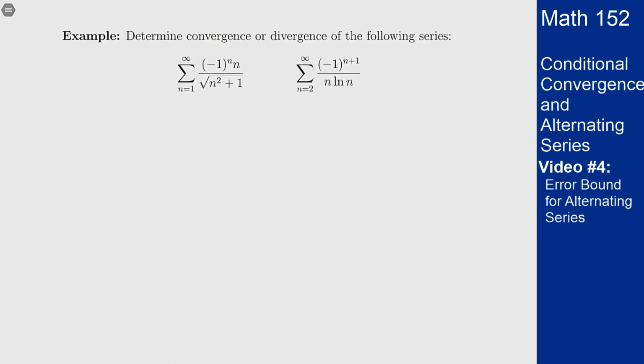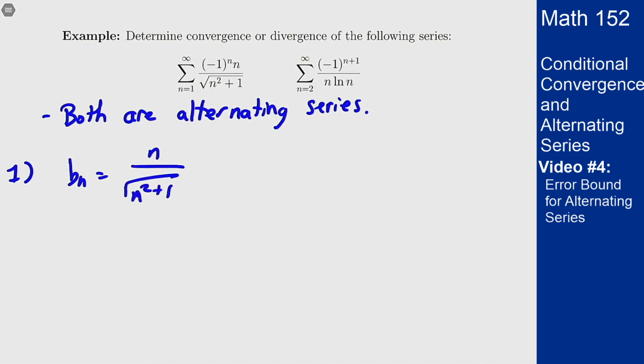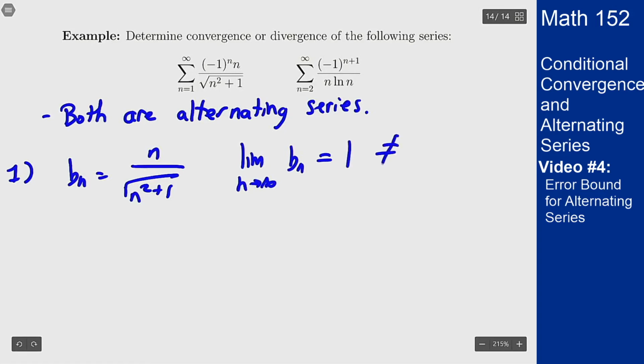Now to wrap up alternating series, we want to look at 2 examples and determine their convergence or divergence directly. Both of these are alternating series. The question is, do they converge or diverge? For the first one, we have our Bn being n over the square root of n squared plus 1. Here we have a power n on top, and really a power n on the bottom, since it's n squared under a square root, which means that this limit doesn't go to 0. The limit as n goes to infinity of Bn is 1, which is not 0. Therefore, the alternating series test does not apply.